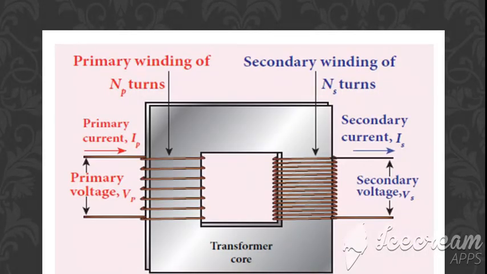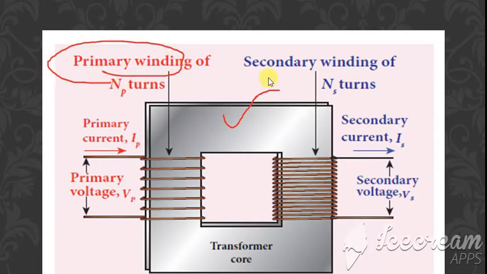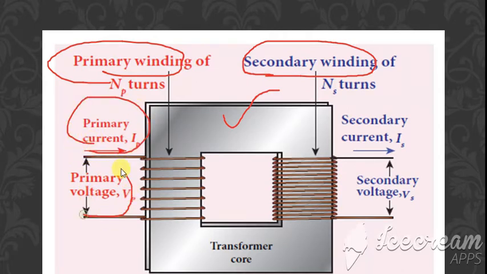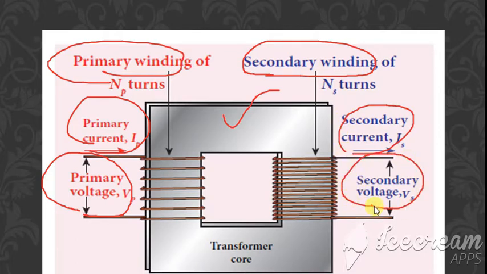Then we have the diagram for this. This represents your transformer. The main thing is this is a transformer core. Over this transformer core we have two windings. One is called the primary winding, and the next one is called the secondary winding. In the primary winding there is the primary current, and that voltage is the primary voltage. Here it is the secondary current and the secondary voltage.